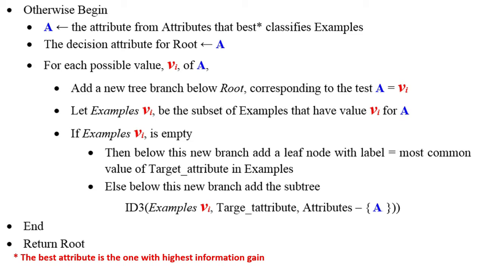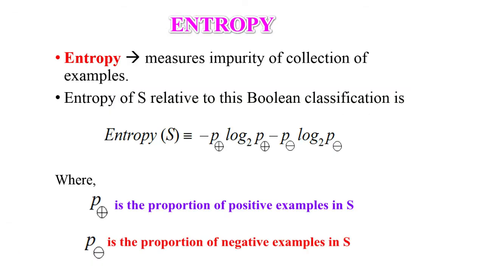We will see first what is information gain and entropy. To calculate the information gain, we need to know the entropy. So let us find out what is entropy. To define information gain, we begin by defining a measure called entropy. Entropy measures the impurity of a collection of examples.